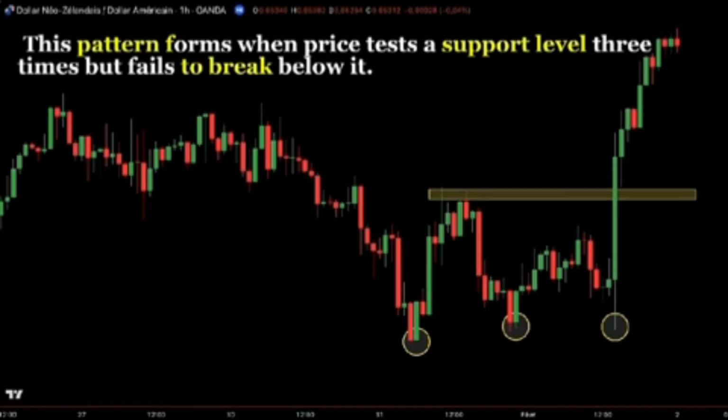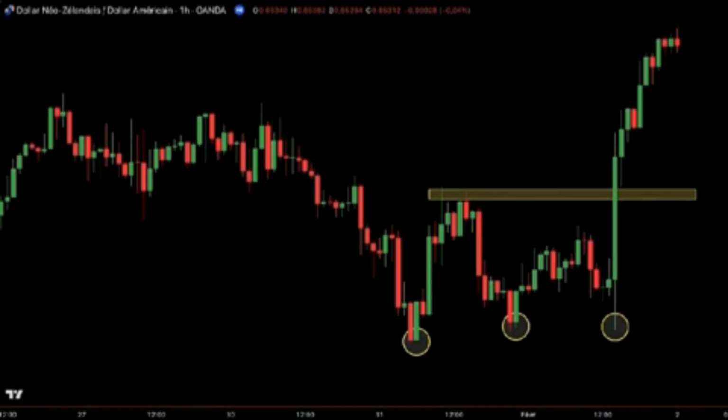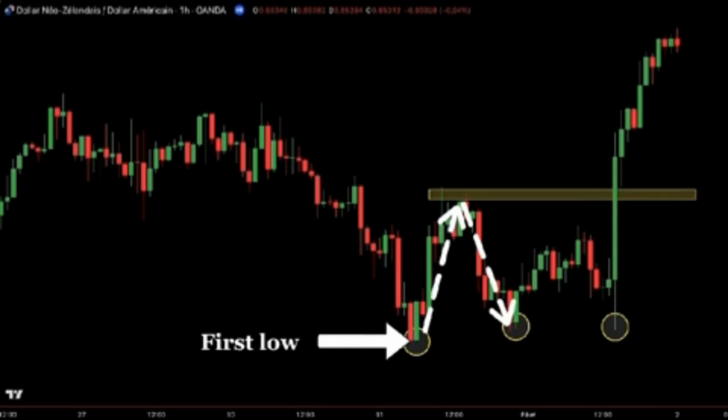A valid triple bottom consists of four key parts. First low, price moves down and hits a support level. Pullback, price bounces up, but then comes back down for another test. Second low, price reaches the same support level but fails to break below. Third low, price makes one final attempt to break support but fails again, confirming buyer dominance.